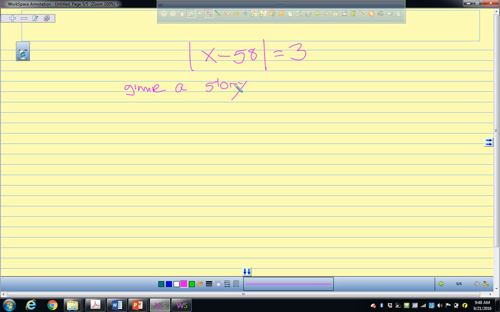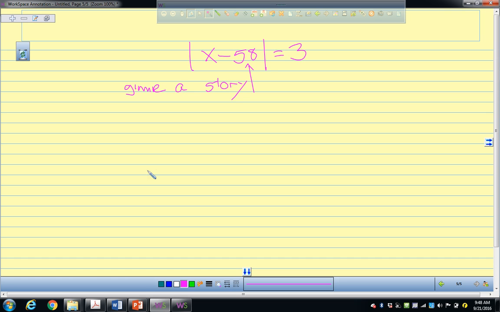Haley was at mile marker 58. And she ran 3 more miles. Perfect. Okay, right? Haley was at mile marker 58. She ran 3 more miles. What mile marker was she at? She could have been either where? 61 or 55. And if you solve that like I did in the last case, you would get the answer.